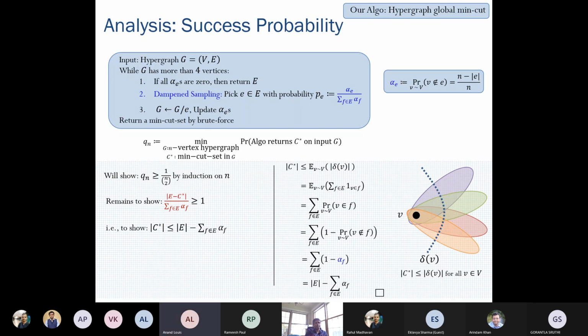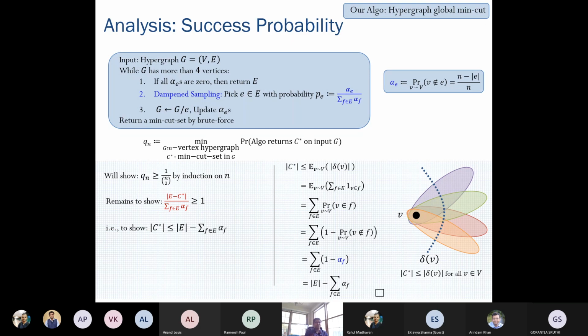So where do we need that k is a fixed constant? No, we didn't use it, this is about global min cut, right? This is about k equals 2. We are only talking about how to solve global min cut. We moved away from the hypergraph k-cut problem. First you have to solve k equals 2.